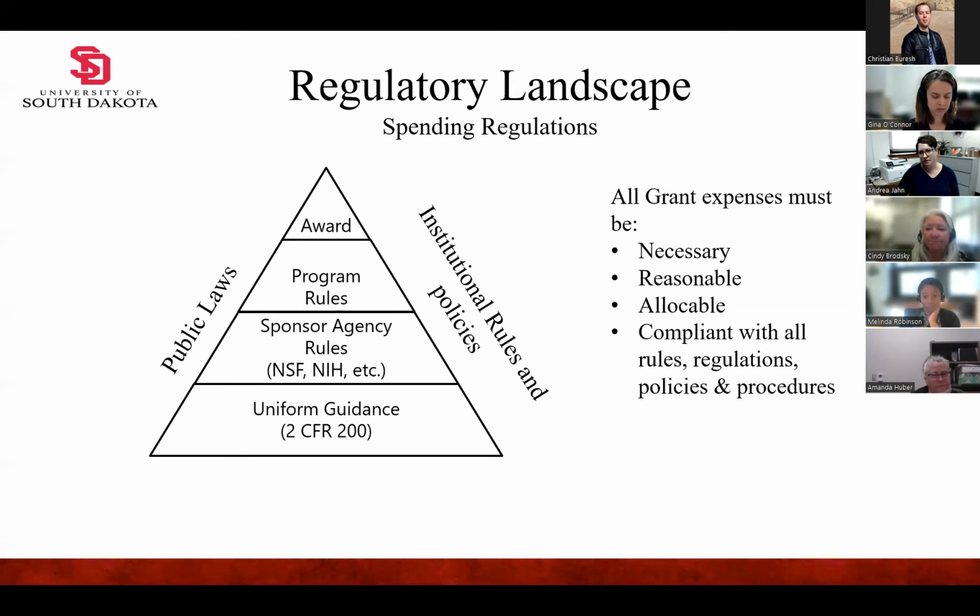But of course, with the state, we have contracted vendors, and things may go out for bid, and there's reasons for that. And so we need to be compliant with those rules and regulations, and to make sure that what's being purchased is at a reasonable price.